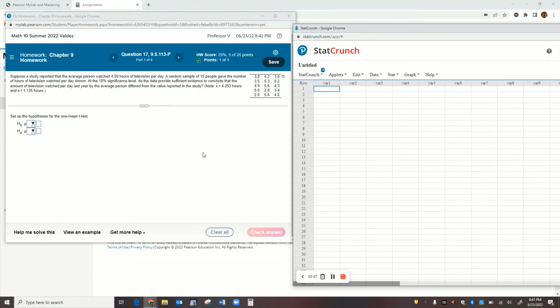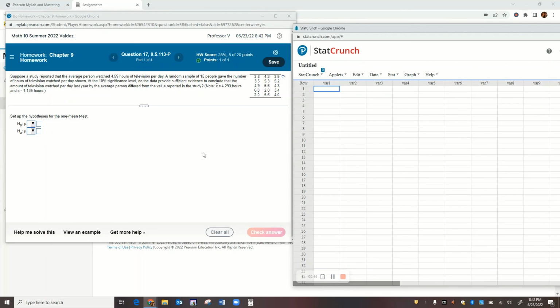Okay, t-test time. Not much is going to be different. You're just going to select t. Question we're going to work on here. Suppose a study reported that the average person watched 4.59 hours of television per day. A random sample of 15 people gave the number of hours of television watched per day shown. At the 10% significance level, do the data provide sufficient evidence to conclude that the amount of television watched per day last year by the average person differed from the value reported in the study?